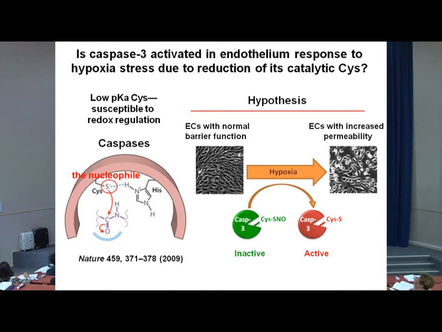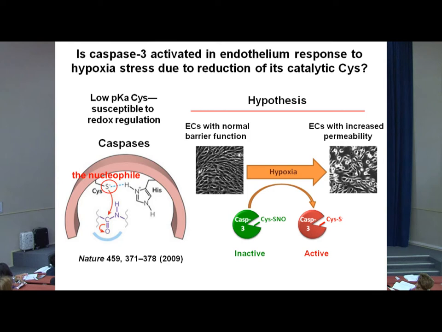So the cysteine must function as a nucleophile in the first process of protein cleavage. However, this character also renders those enzymes highly susceptible to oxidation or nitrosation. So this is really where the problem comes from. Because of that, we propose such a hypothesis.